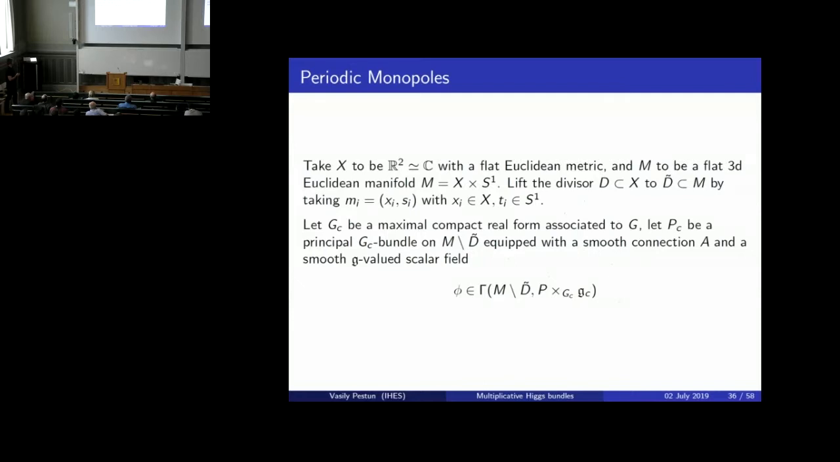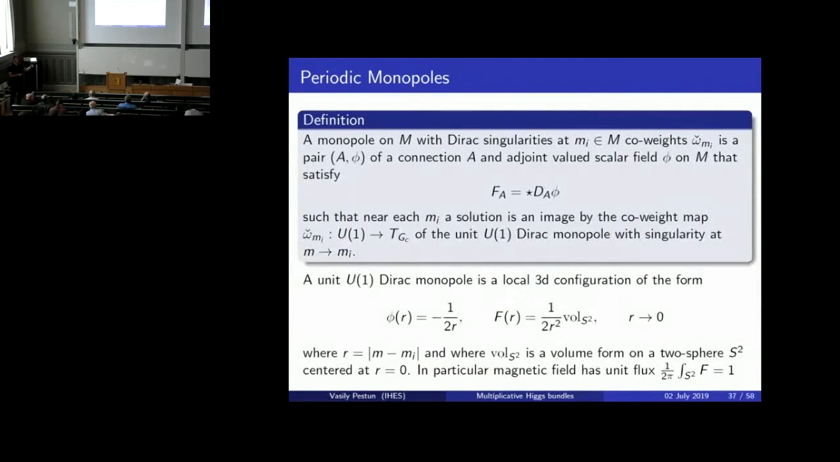P_c will be a principal G_c bundle on 3D space equipped with a smooth connection A, and a g-valued scalar field. That's the Higgs field in 3 dimensions. It's Lie algebra valued, contrary to the g of X, which was group valued in the previous slides. So this is the reduction of the fourth-dimensional component of the connection if you do the monopole equations by reduction from 4 dimensions. So then the monopole on M with Dirac singularities is a pair (A, phi) which satisfies these self-dual equations in 3 dimensions, right? And the definition of the singularity for the monopole near each point is simply that you choose a coweight and take the image under this coweight of the unit U(1) Dirac monopole with a singularity at the point. And the unit U(1) Dirac monopole is this famous configuration which has a unit magnetic flux around the two-sphere, which links to the point of singularity.